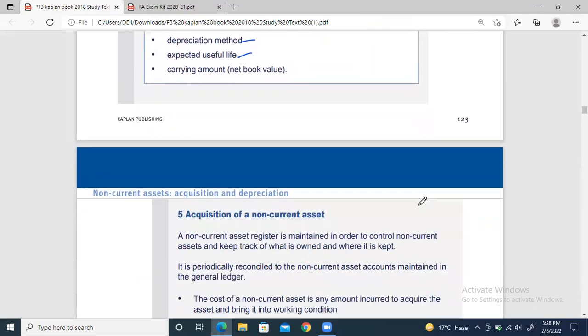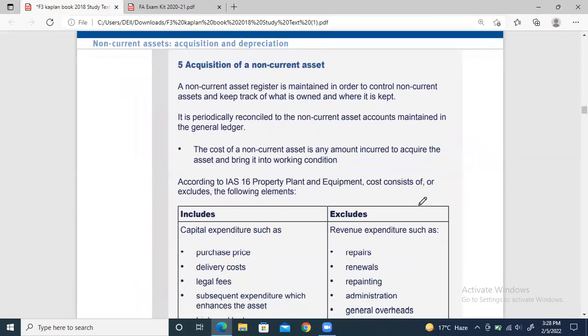Yeah. Okay, that's great. Now we're moving to the main part, which was the first part of this chapter, which is acquisition. Like, how do we purchase a non-current asset? Okay, so a non-current asset register is maintained in order to control non-current assets and keep track of what is owned and where it is kept. So basically, it helps in reconciliation between physical assets and the assets on the paper that we're writing.